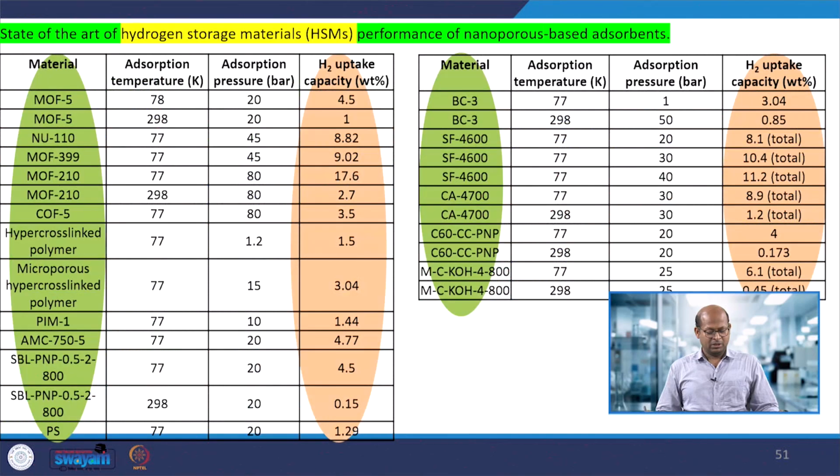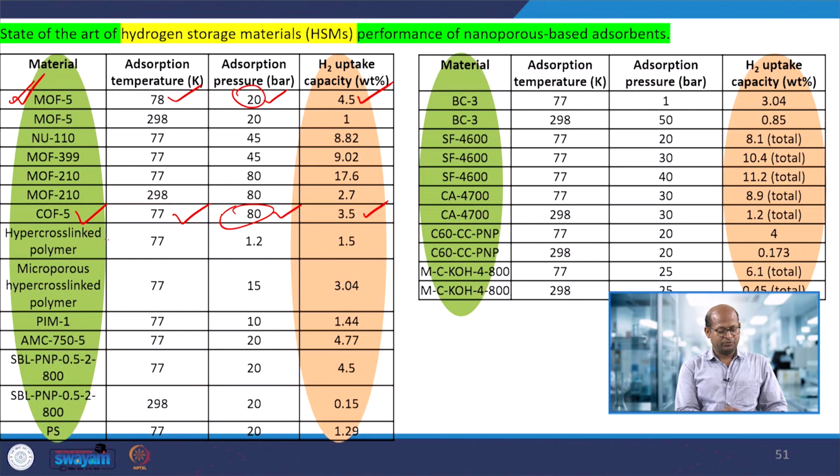Okay, so here you can see different types of materials tabulated. MOF5 can be used for adsorption of hydrogen. At this temperature and 20 bar, it stores 4.58%, and COP5 is also at a close temperature, but the adsorption pressure is extremely high. MOF5 was used at 20 bar, so as compared to MOF5, the COP5 material needs high pressure to store 3.58% of hydrogen.